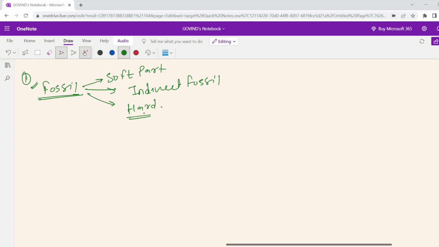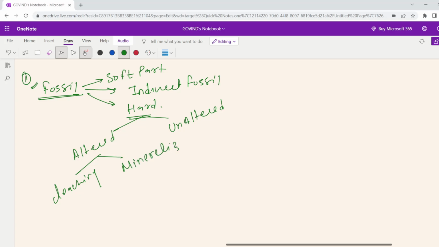Now of course I'm talking in reference to animals, so we need to understand that this hard part may be altered with time, or it may be unaltered, so we can get unaltered fossils. Alteration can be because of leaching. So the examiner may catch you here. It can also be due to mineralization. So these are a few again important things we need to understand: fossils can be a soft part of an organism, or an indirect fossil, meaning in the form of imprints, mold, or cast, or the fossil can be hard. In the hard fossils, it can be altered or unaltered.